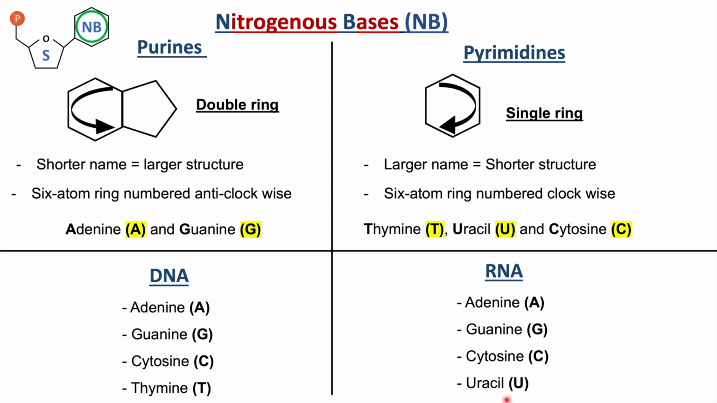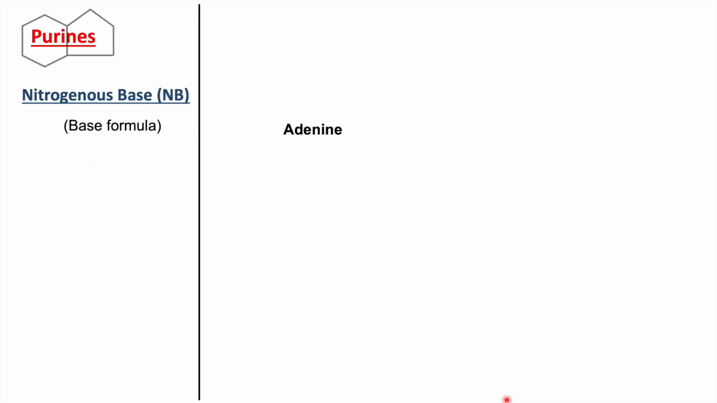Now let's talk in a little more detail about purines and pyrimidines. Purines, like I suggested, have a shorter name and a larger structure. The basic structure of purines, as you can see here, has one 6-membered carbon ring and a second 5-membered ring. If you remember, the six-membered ring of purine is numbered in an anti-clockwise manner. So let's number this ring. On the first position we have a nitrogen atom attached, and there is another nitrogen atom on the third position. That means the 6-membered ring has 2 nitrogen atoms and 4 carbon atoms.